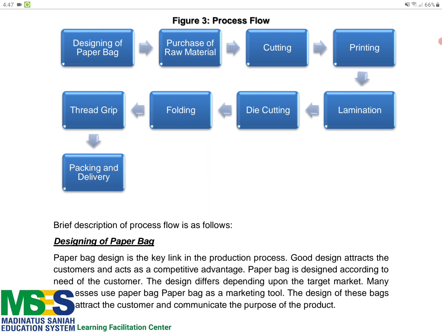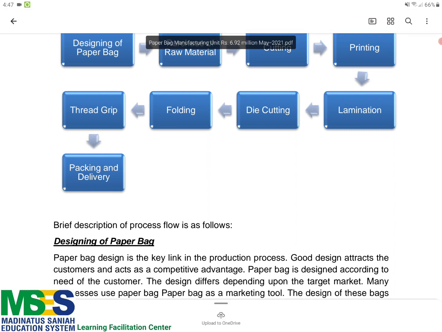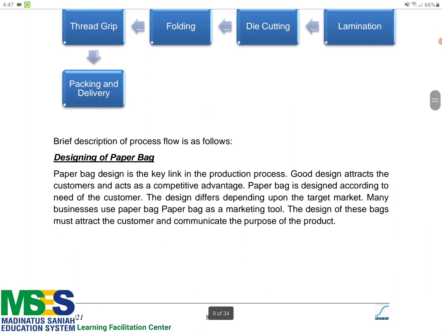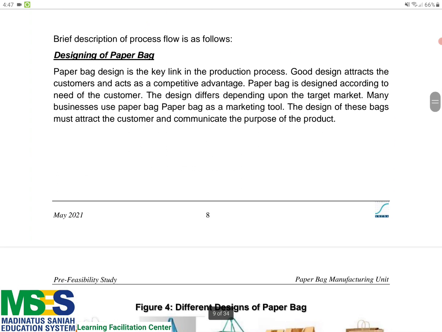Then thread grip. What is thread grip? It is the string that is used to hold the bag. So we fit the string. And finally, the last step is packing and delivery, when we pack the paper bags and deliver them.